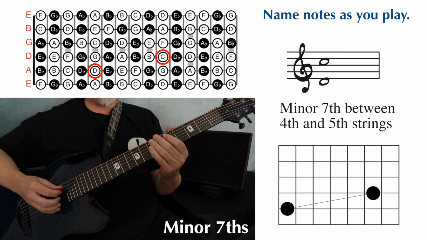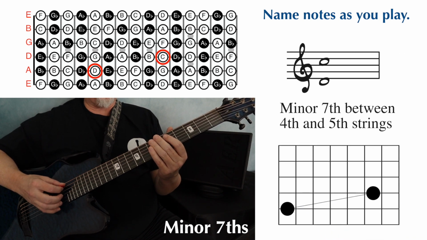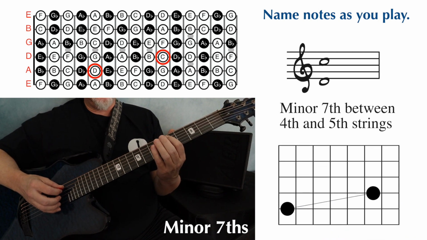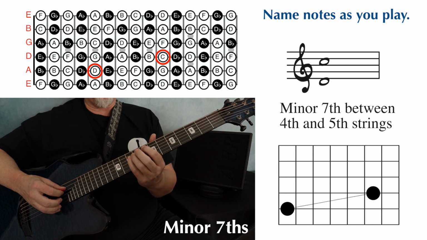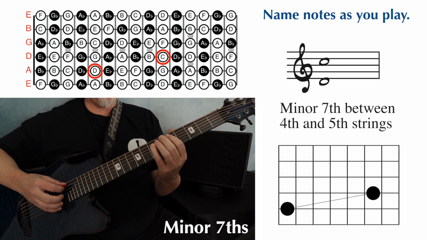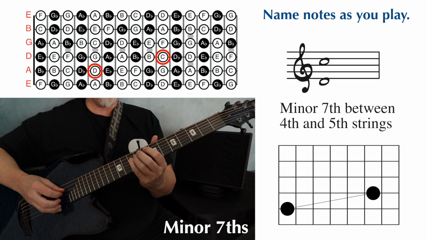Minor 7th between strings 4 and 5 is 5 frets away. Here's a D. Minor 7th higher is a C. D and C.